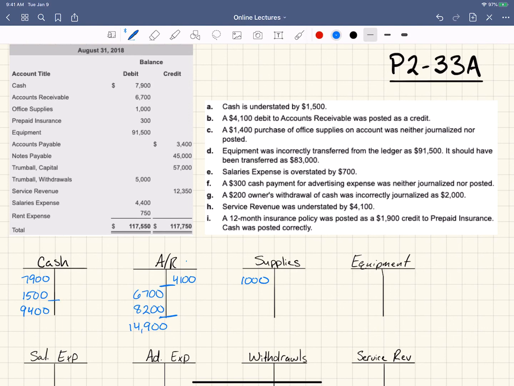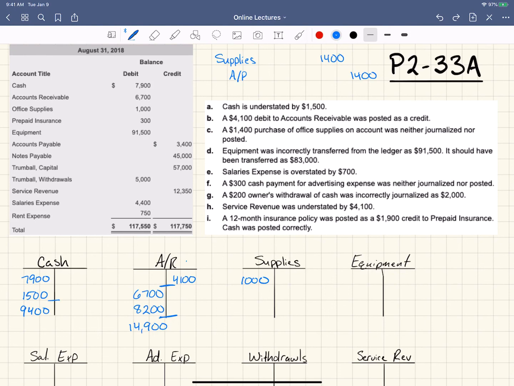So to do the journal entry, 1,400 on account would be supplies debited 1,400, and accounts payable credited 1,400. Okay, all we're looking at right now is the supplies account. So to post this, we'd simply take this debit of 1,400. And are we supposed to update accounts payable? Yes, we are. We got to update accounts payable too, which I didn't make a T account for. I didn't anticipate this one.